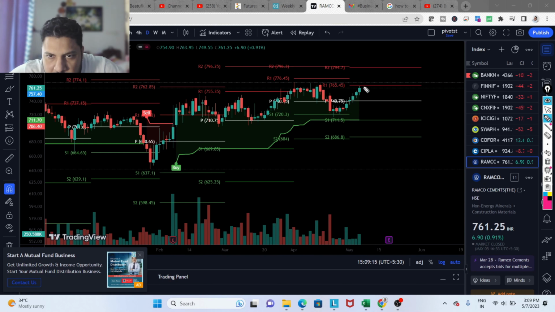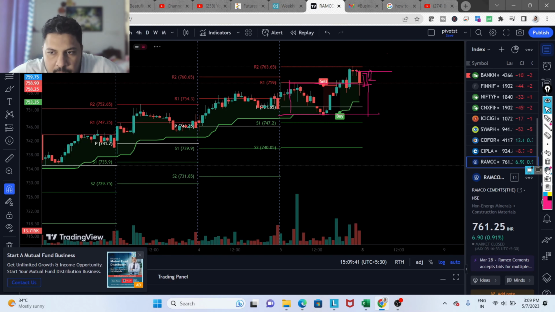So still the trend confirmation will happen once it is out of this box. Okay, it has to come out of this box, and then you can take an entry here. If you get a candle like this and the next candle like this, then you can take an entry here, and your targets can be 797 or above for long-term investments.